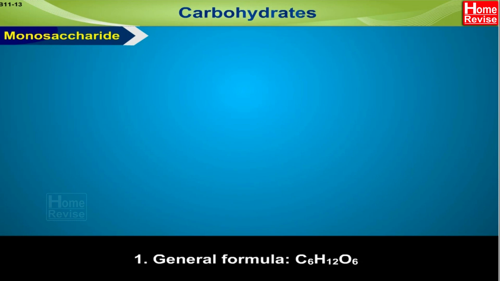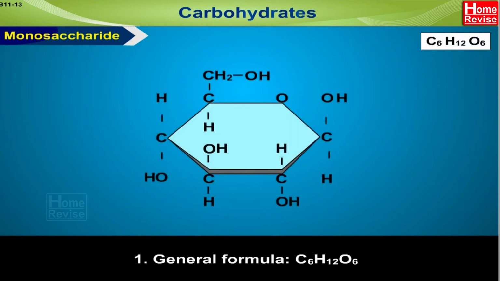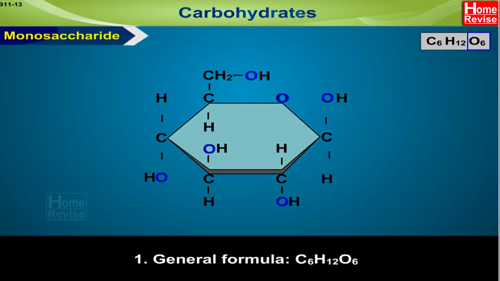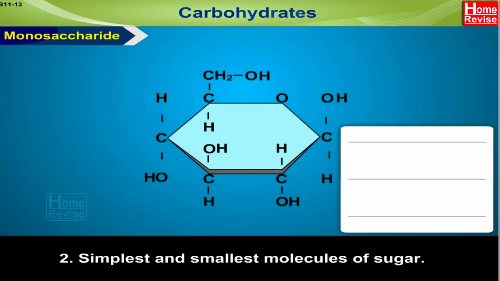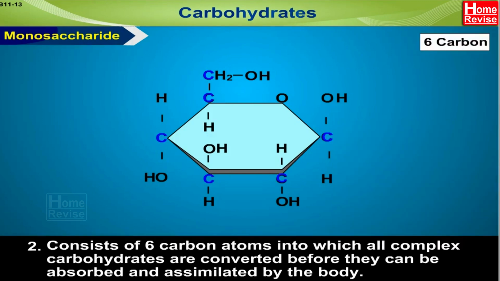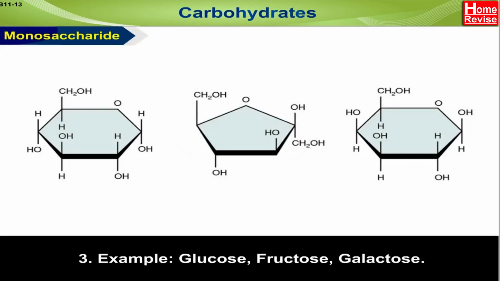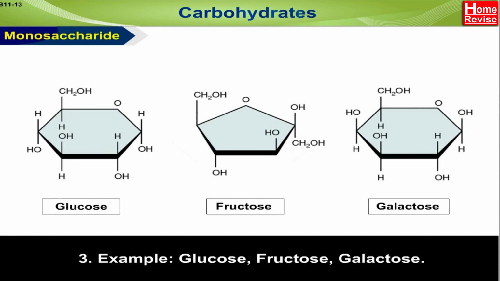Monosaccharide. 1. General formula: C6H12O6. 2. Simplest and smallest molecules of sugar. Consists of 6 carbon atoms, into which all complex carbohydrates are converted before they can be absorbed and assimilated by the body. Example: glucose, fructose, galactose.